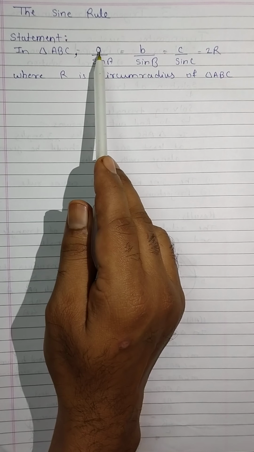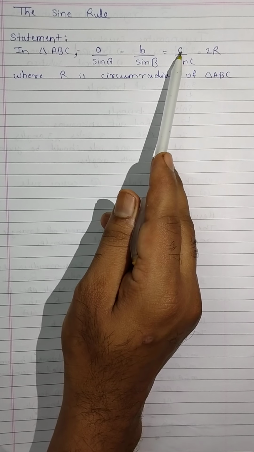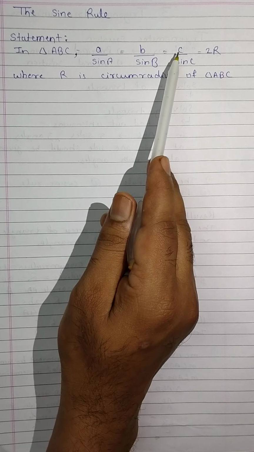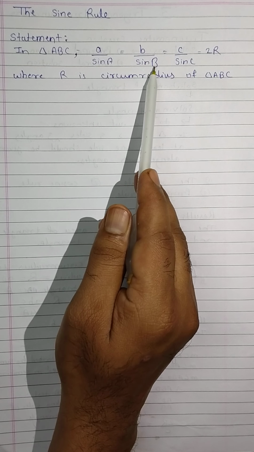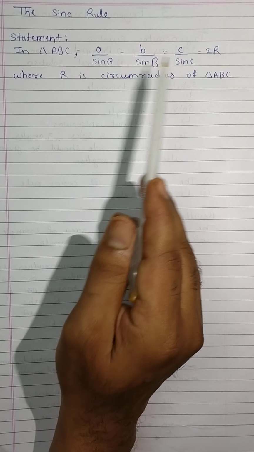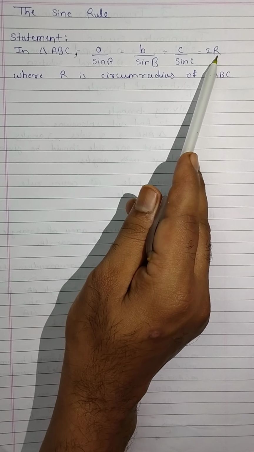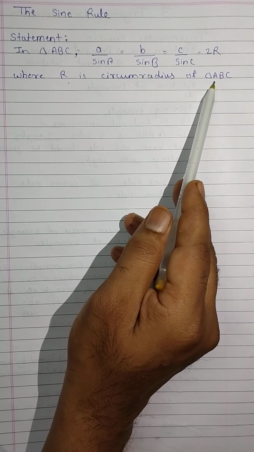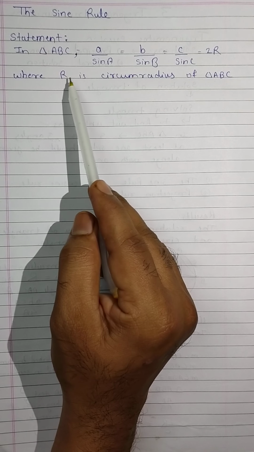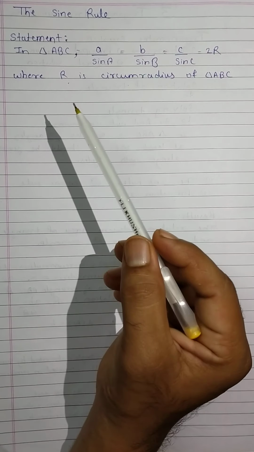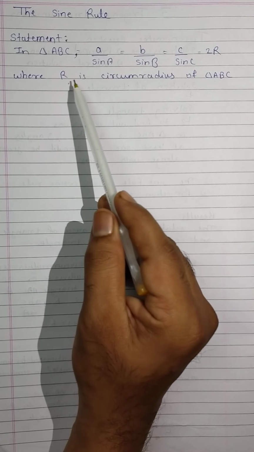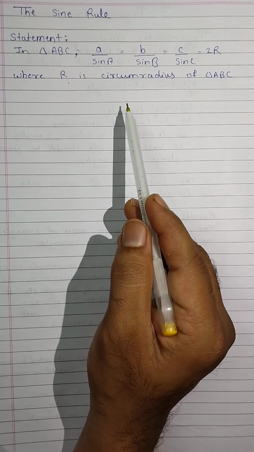Now this small a, small b and small c are the length of the sides of the triangle, and where capital A, capital B and capital C are the angles of the triangle. And this 2R, the R is circumradius of triangle ABC. By the previous result, you know what is circumradius and the relation between radius and area. Okay, so the concept about circumradius is clear in your mind.